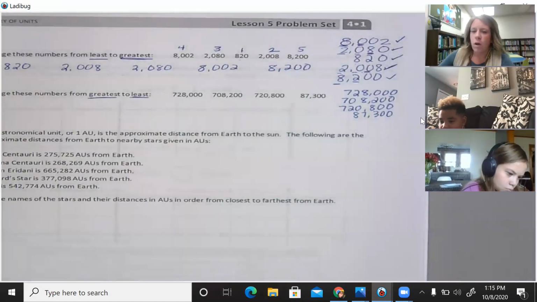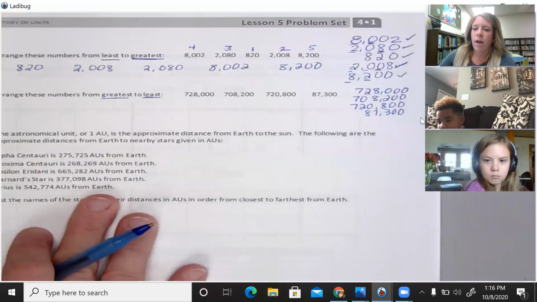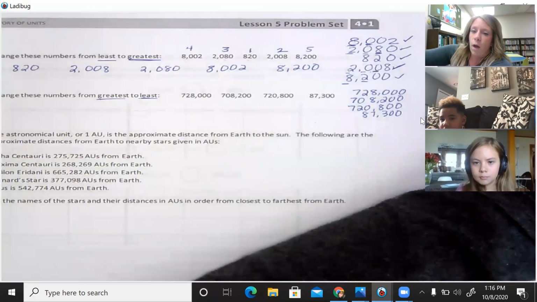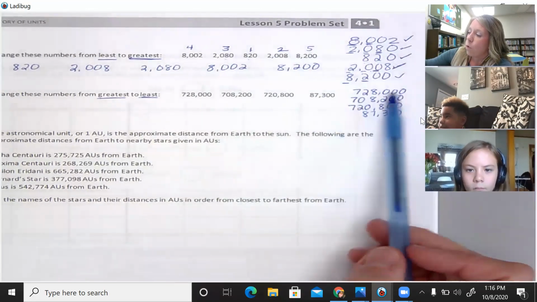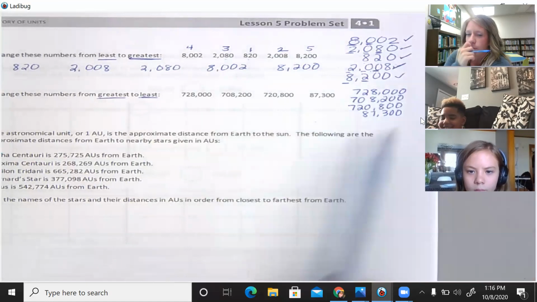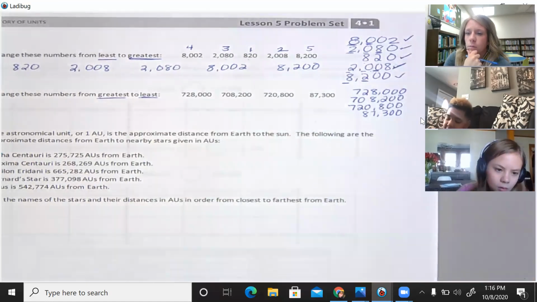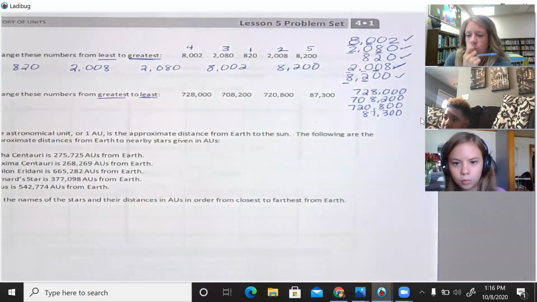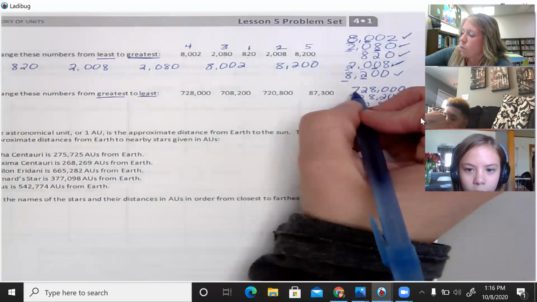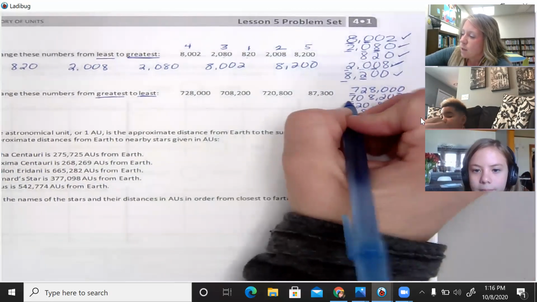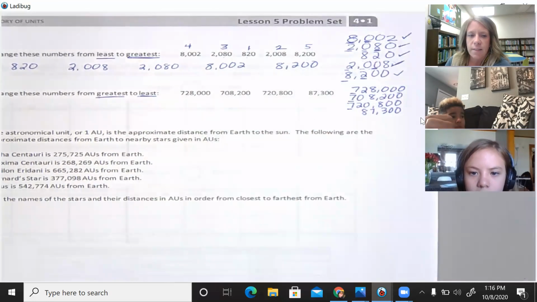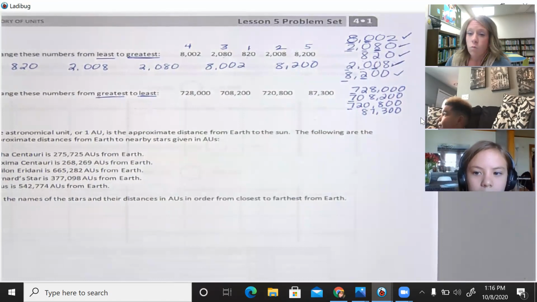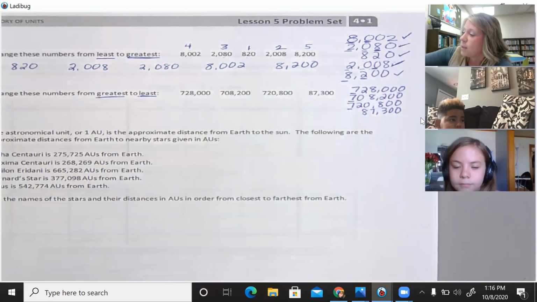Okay, Nina, why don't you start us off with this one? If I'm going from greatest to least, do I want the numbers with more place values or less? Which one would be the biggest? More place values? You'd want more. So let's start with our 100,000s place. I see 3 sevens. What does that tell me I need to do? It doesn't tell me anything. So it tells me I need to look to my 10,000s place.